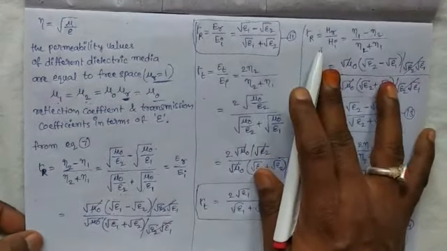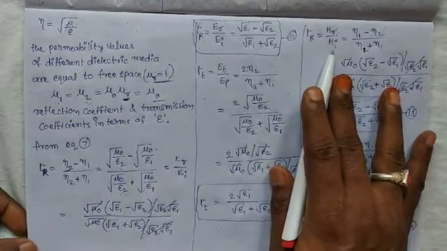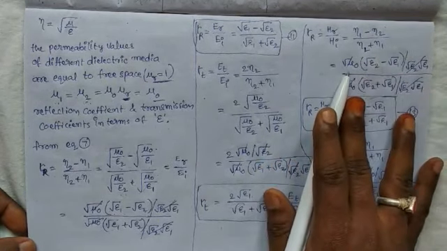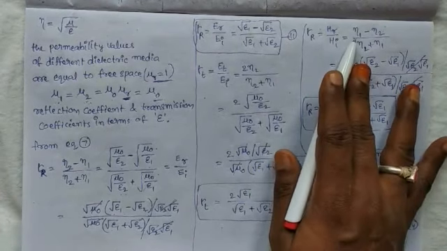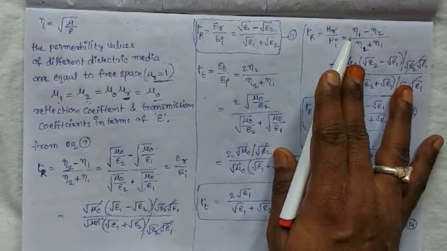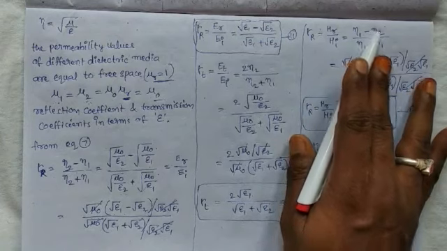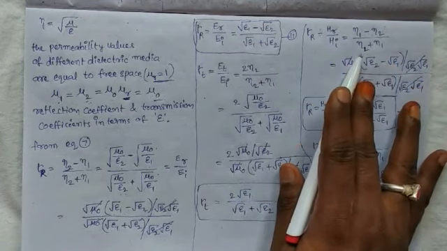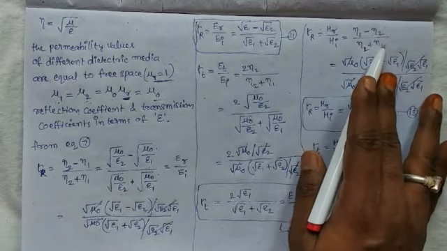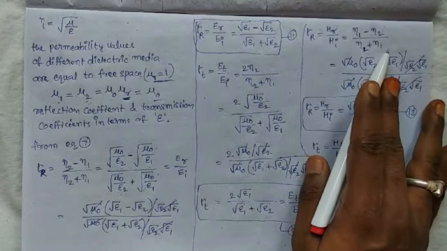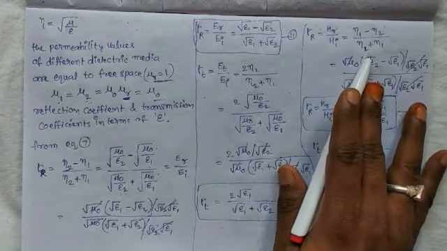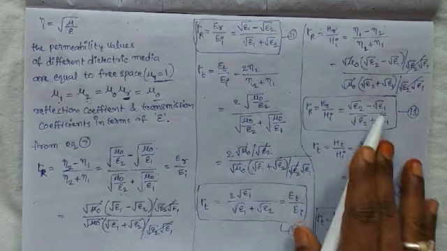Similarly, the reflection coefficient in terms of the magnetic wave. How to calculate? Eta 1 minus eta 2 by eta 2 plus eta 1, and in a similar fashion we are substituting the eta 1 and eta 2 values. Eta 1 is square root of mu naught by epsilon 1 minus square root of mu naught by epsilon 2, and eta 2 is square root of mu naught by epsilon 2 plus square root of mu naught by epsilon 1. We are performing the LCM, taking root mu naught common. After simplification we get the value like this.